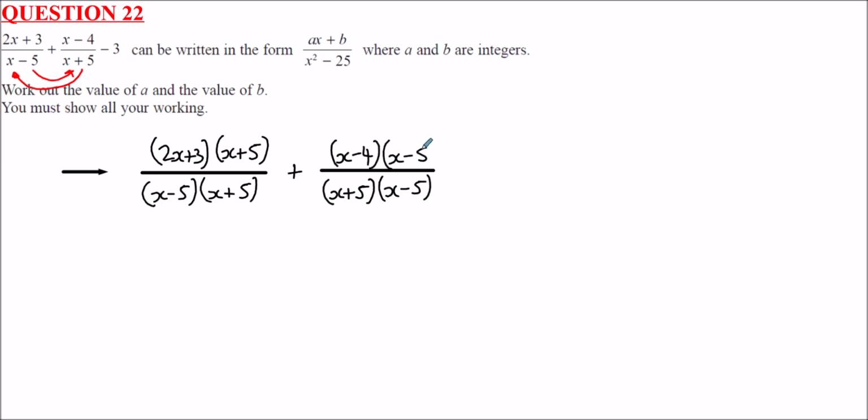x minus 5. Finally, the minus 3, we also need to do the same there. So we can think of 3 as being 3 over 1. So we're going to multiply the 3 on top and the 1 on the bottom by both x minus 5 and x plus 5. And so that's going to give 3 lots of x plus 5 or x minus 5 first, doesn't really matter which order, x plus 5 over 1 lot of x minus 5 and x plus 5.